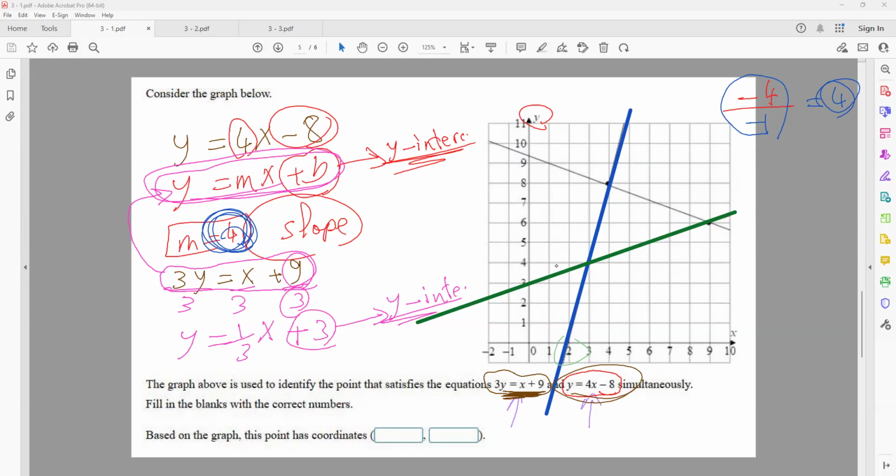What is this point? Now I wanted to find the coordinate of this point. What is the coordinate of this point? 4 and 3. No, inverse. 3 and 4. So the answer will be 3 and 4.